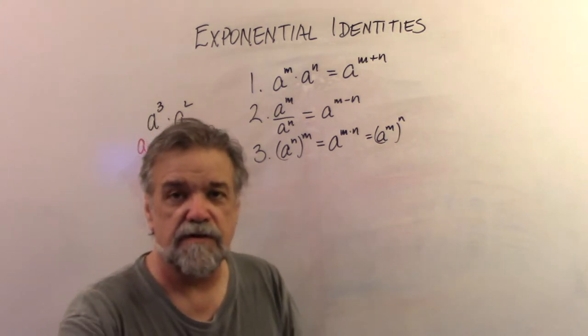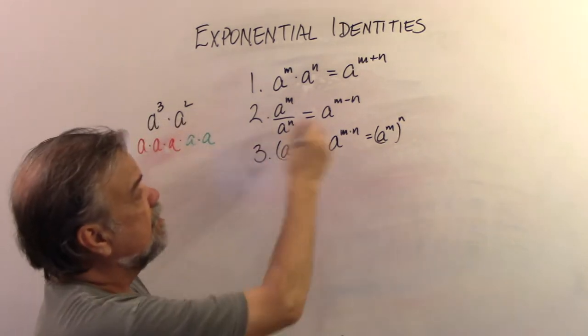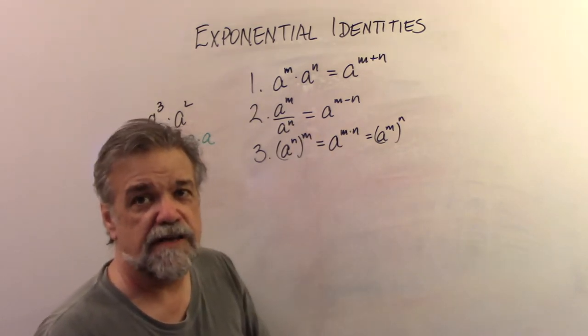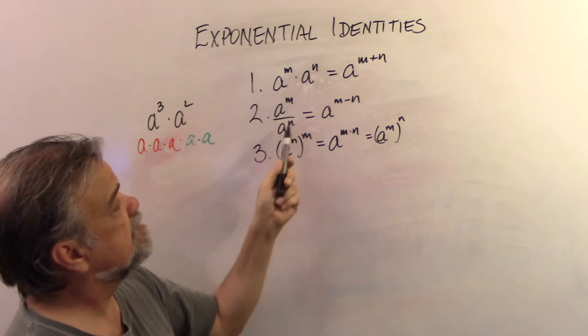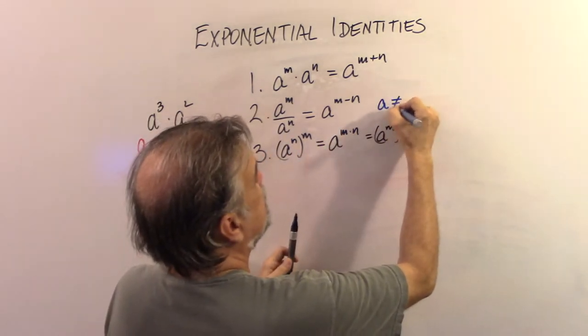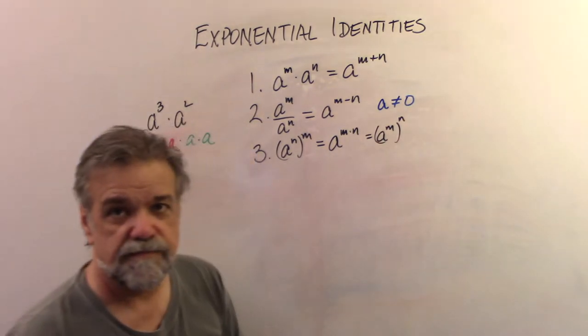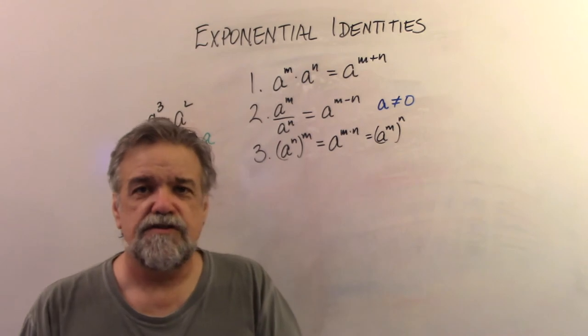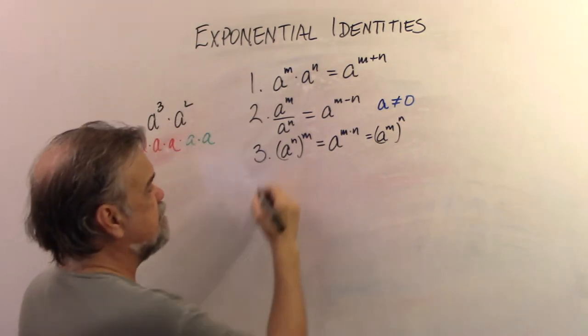One more thing I want to point out, and that is, on the second one, we divided. When you divide, make sure you're not dividing by zero. So that means, if this is true, this is going to be true only if A is not equal to zero. I've got to include that. Okay, so now let's keep going.